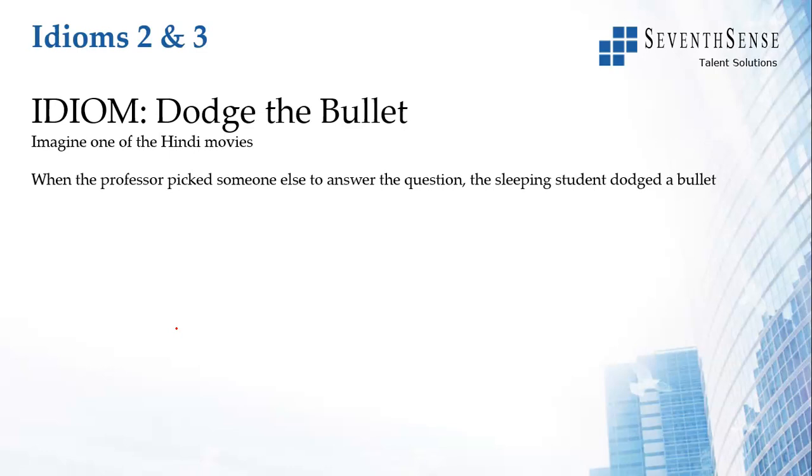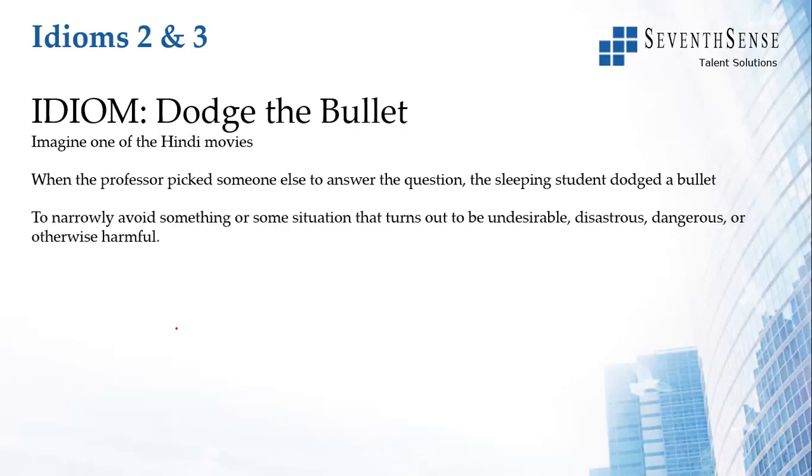Let me use it in a sentence. What do you think it means? When the professor picked someone else to answer the question, the sleeping student dodged a bullet. The sleeping student would have been in big trouble if he was caught, but the professor picked someone else to answer. So what happened to the sleeping student? He dodged a bullet. Do you get the sense that the sleeping student escaped from something that would have been unpleasant for him? Yes, the sleeping student escaped being made fun of or escaped being scolded by the professor.